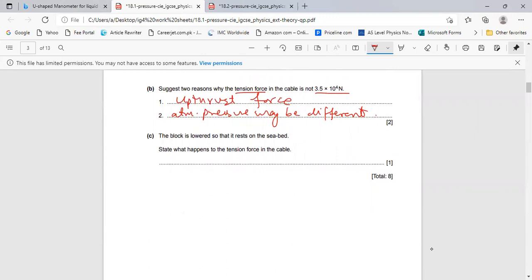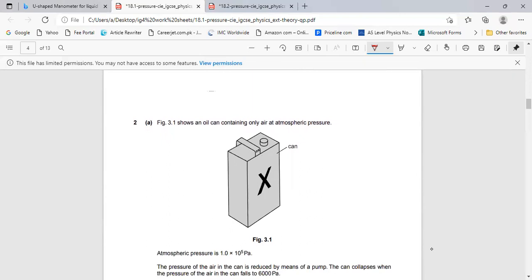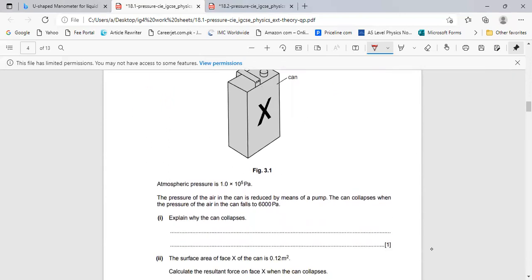Okay, the block is lowered so that it rests on the seabed. State what happens to the tension force in the cable. Well, when the block is resting, the tension of course decreases, because now the normal reaction force will be acting, so the tension will be decreasing. Okay, now let's move on to another question.